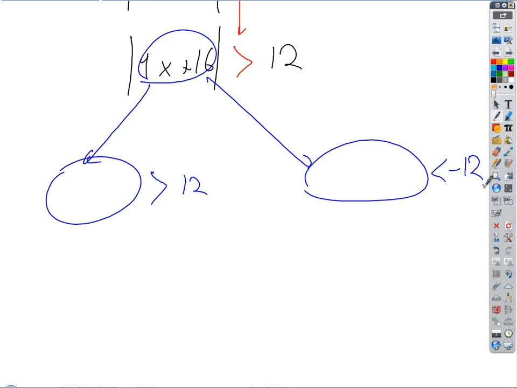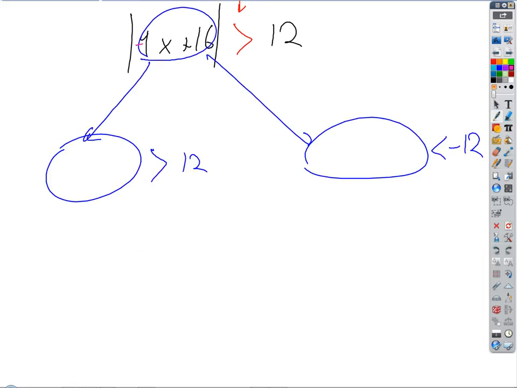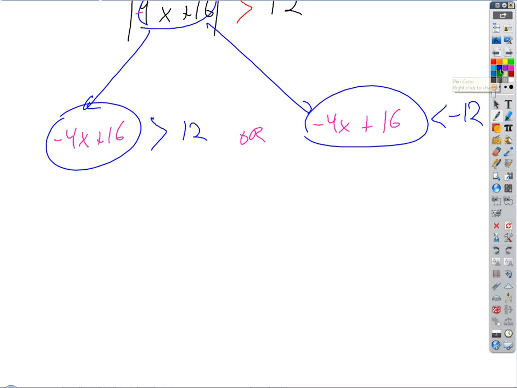Exactly. So let's just say hypothetically, I'm going to change this a little bit. Let's say that was a -4x. Pretend that was a -4x in there. So then we end up with -4x plus 16 is greater than 12, or -4x plus 16 is less than -12. What are the steps I would go through to solve for x there? I'm going to subtract 16 from both sides. Those go away. I get -4x is greater than -4.